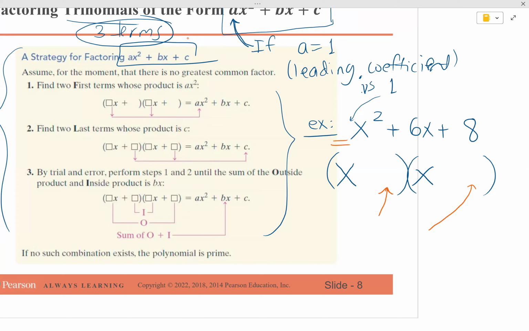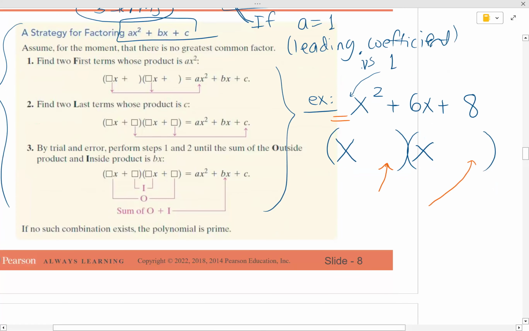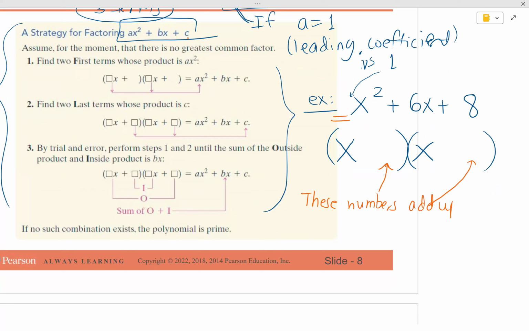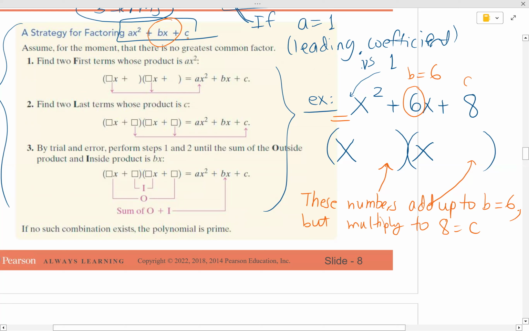It's going to be x plus something or x minus something, but they're going to be 2 numbers. These numbers, whatever they are, add up to this middle term, 6. B is 6, because here they're calling the middle term bx. In this example it's 6, but in other examples it could be something else. They add up to that, but multiply to 8, which is c. Oh, dang it, I didn't write 8, I wrote 6.